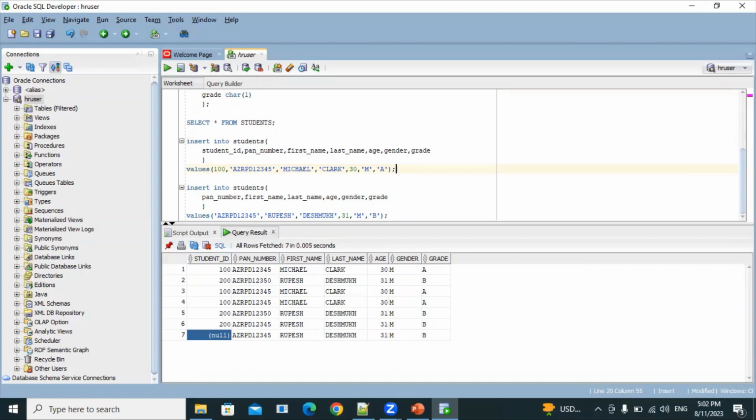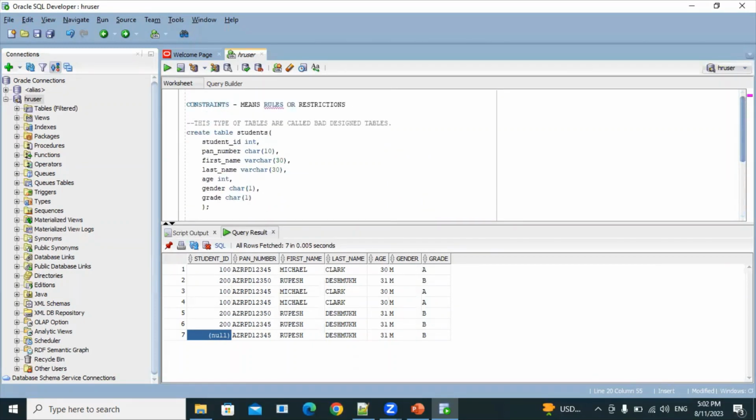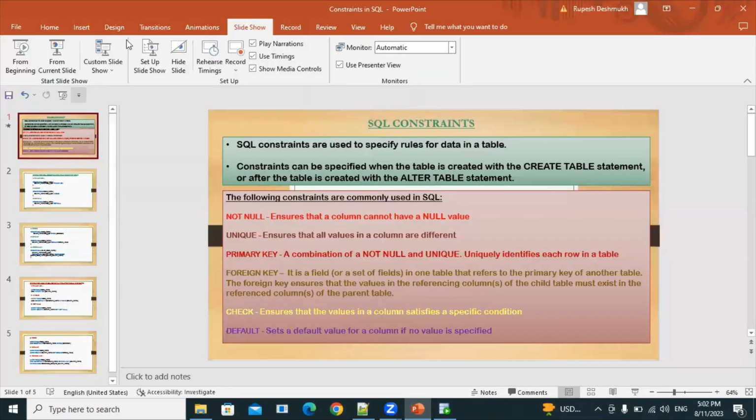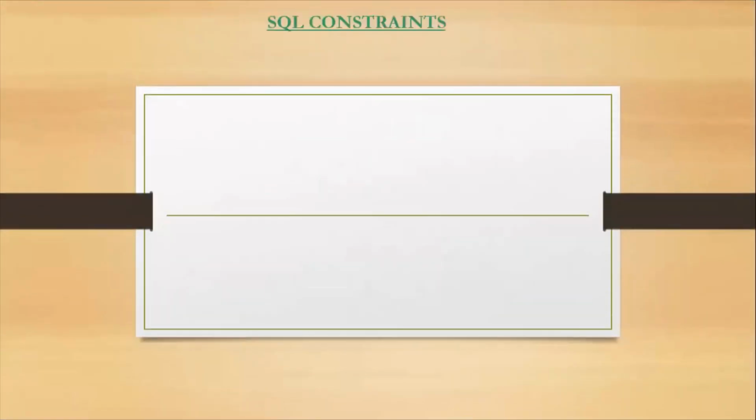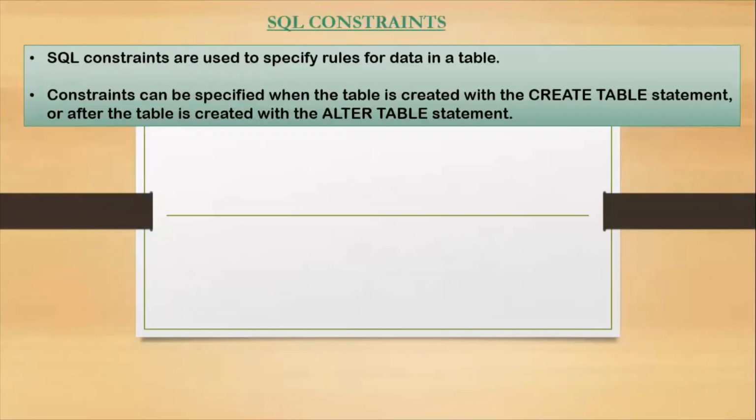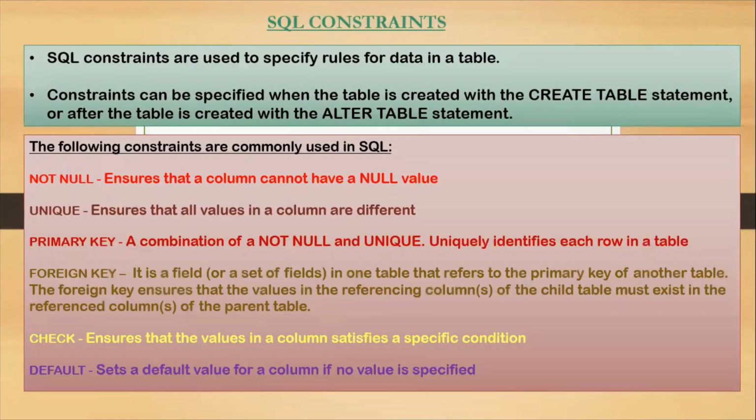Now let's go to the constraints, because we have understood why we are using them. Let me show you. SQL constraints are used to specify rules for the data in a table, right? Just as we saw before, they are used to apply rules to data. You cannot insert anything you want. You have to put some restrictions on it.